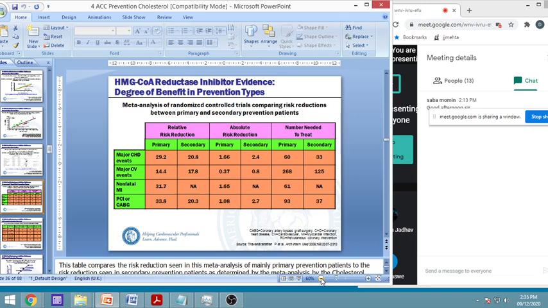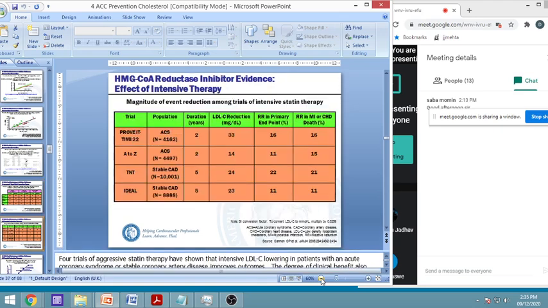So this is the table showing that the relative risk reduction is quite high, that is 29 to 20%, absolutely 1.6% in primary, and 2.4% in secondary, and the number needed to treat is around 60 in primary, and in this one 33 patients are needed to treat. So these are various trials comparing the risk reduction between primary and secondary prevention patients and how it was beneficial.